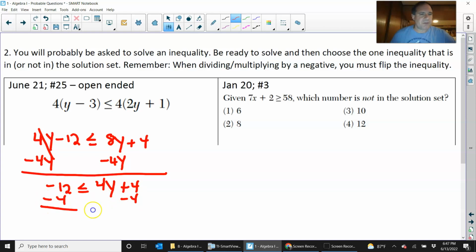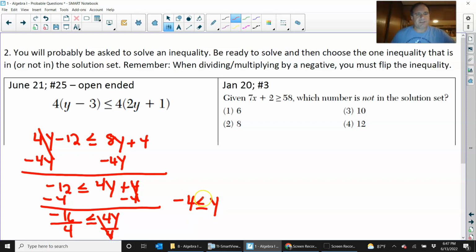This is an open-ended question, so you do have to show all of this work. Again, you're not flipping the inequality. You're dividing by a positive, so you're not flipping the inequality. And we are going to get negative 4. So y is greater than or equal to negative 4. That is the answer. Open-ended.